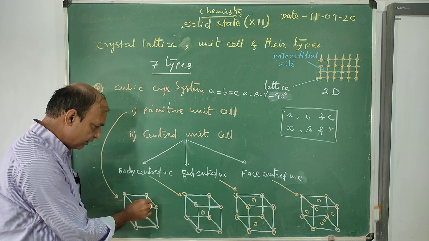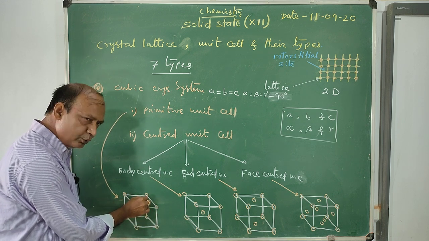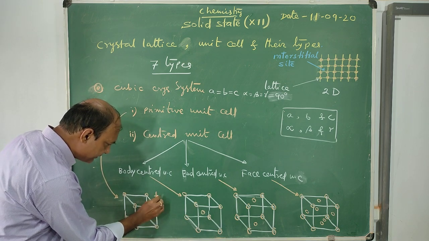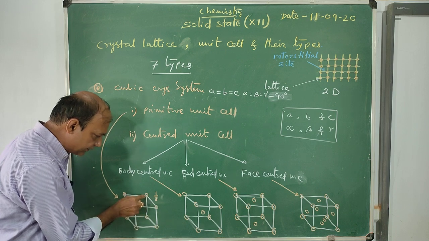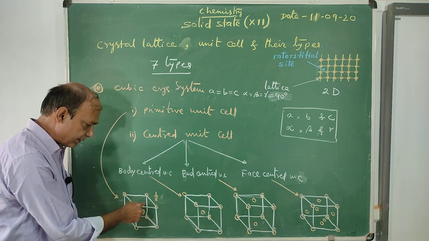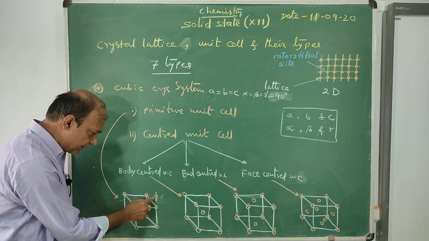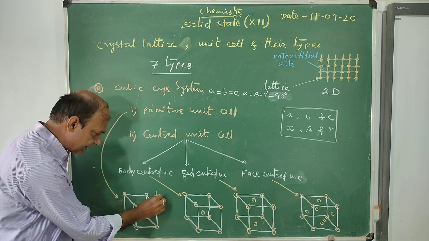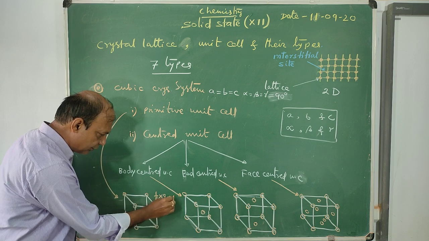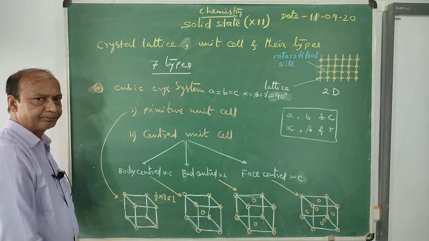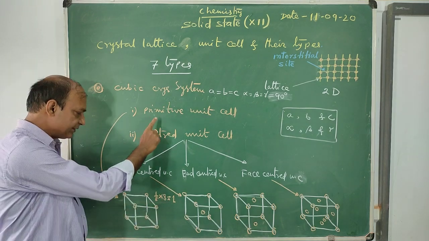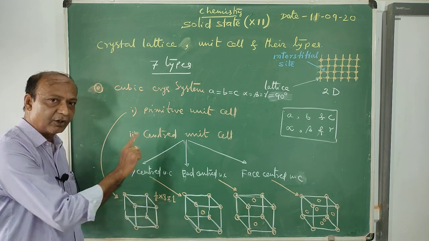So the contribution of the particle to the unit cell is only 1 by 8. Only 1 by 8 part of the particle will be inside this unit cell, and the rest is with other unit cells. Remember, corner position, so 1 by 8 is the contribution of each particle. There are 8 such particles, so 1 by 8 into 8 is equal to 1. So a primitive unit cell contains only 1 particle. Remember it. A primitive unit cell contains only 1 particle of the solid.